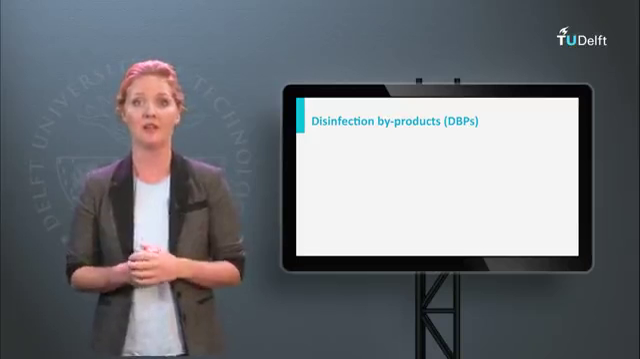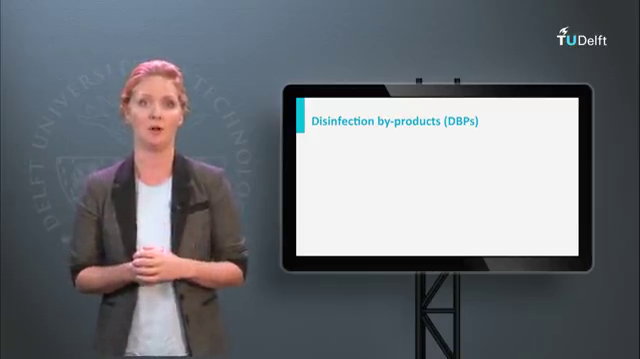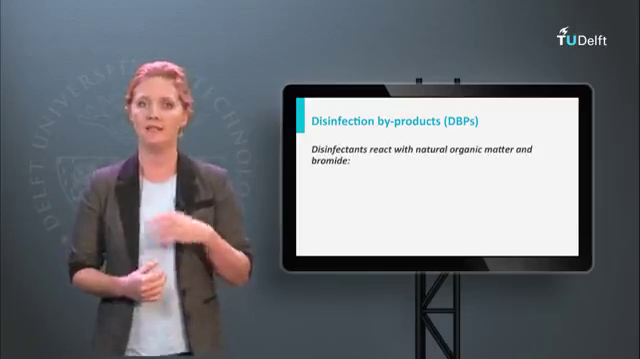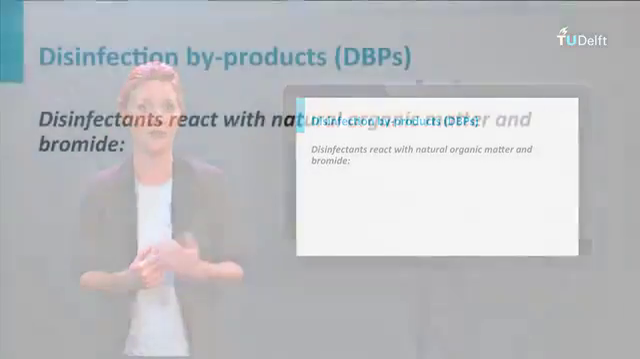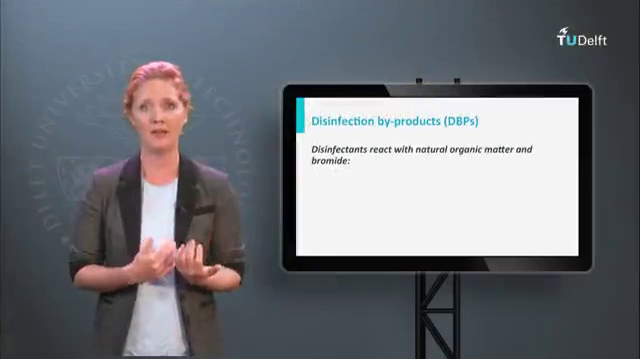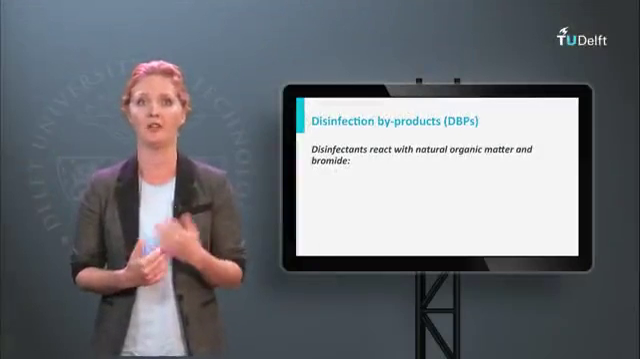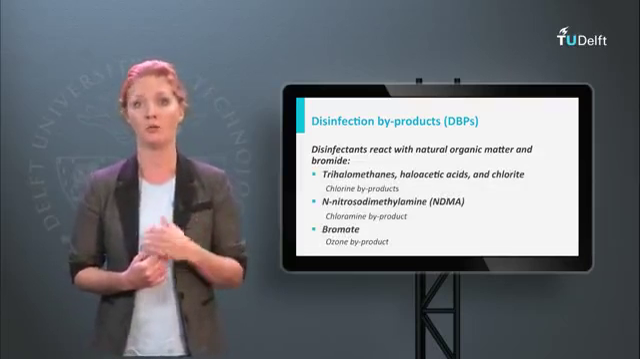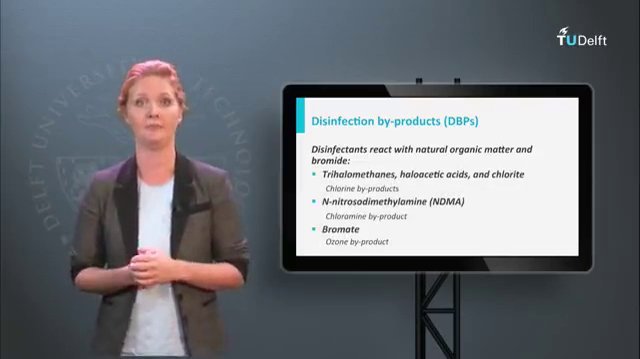Disinfection byproducts are originally not present in the source water, but enter the water during a treatment process for disinfection. Disinfectants react with natural organic matter or bromide in the water, resulting in carcinogenic byproducts. Trihalomethanes, DMA and bromate are examples of disinfection byproducts, which are produced by chlorine, chloramine, and ozone, respectively.